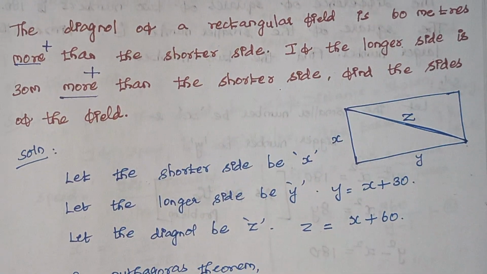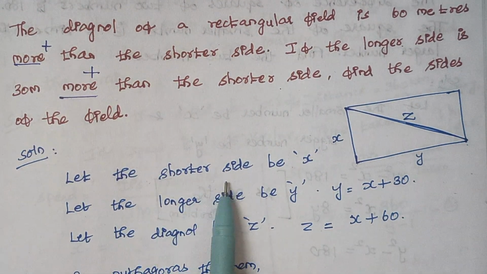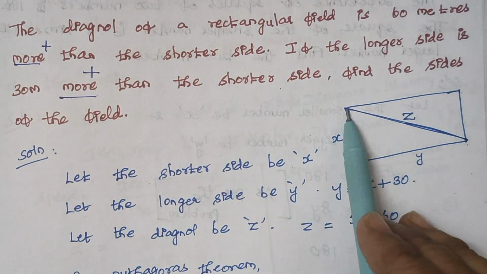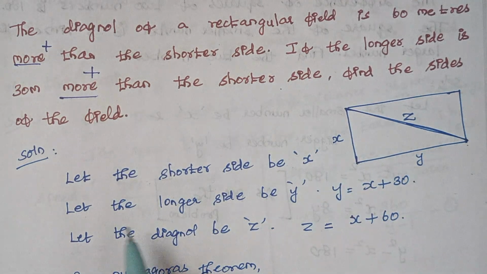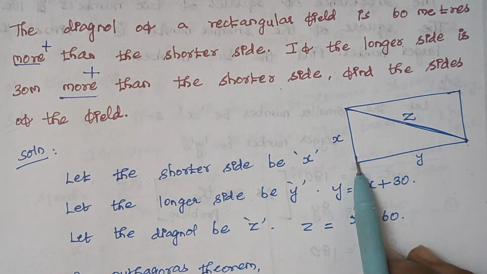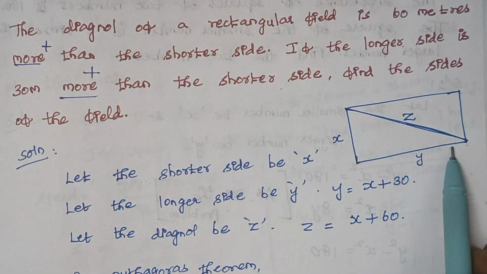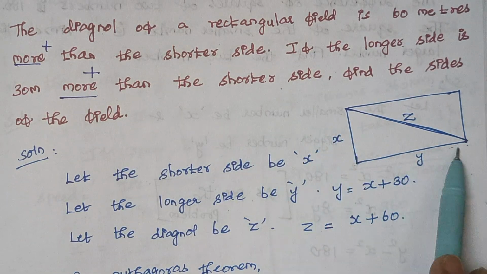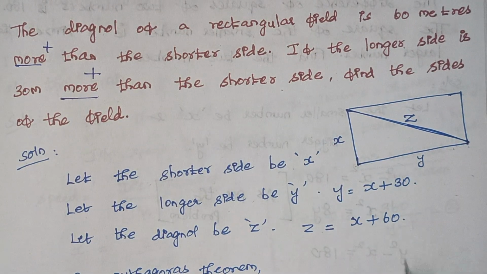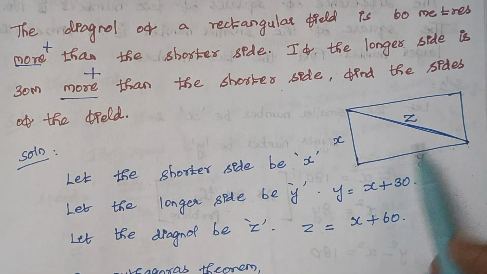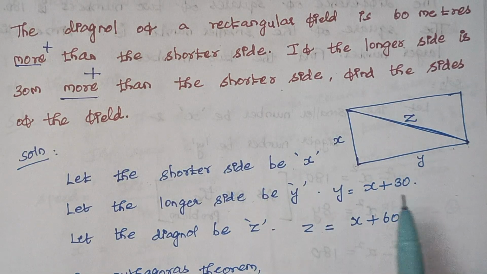So first thing here is, let the shorter side be x. Okay, let this side be x and let the longer side be y. Let this side be y and let the diagonal value be z. So when you look carefully, first let us write the relationship between the sides.